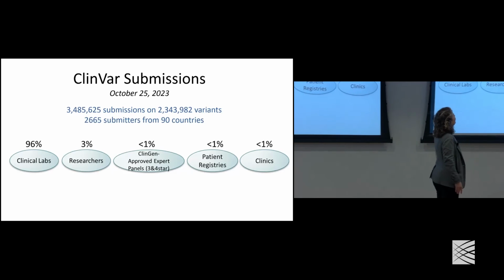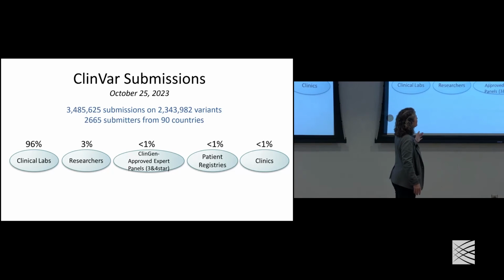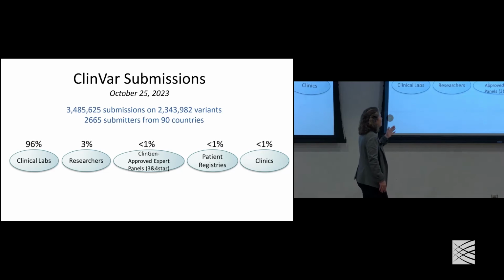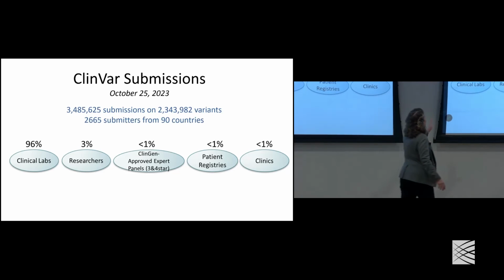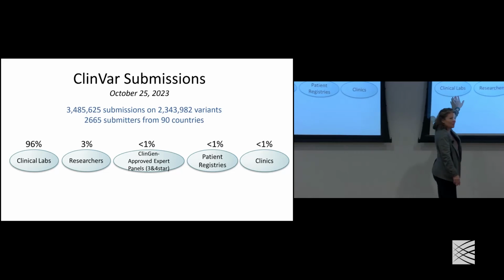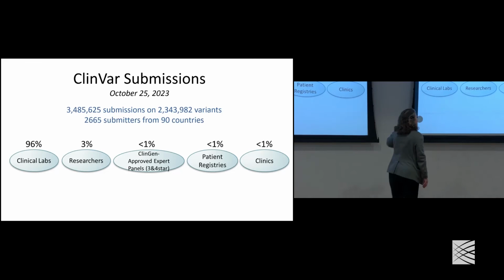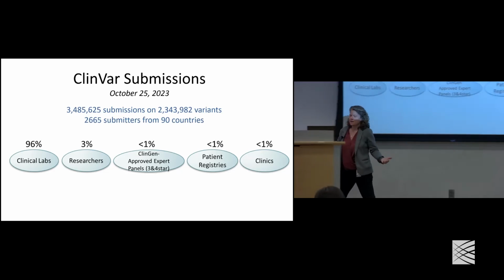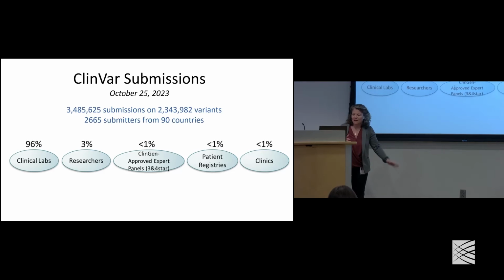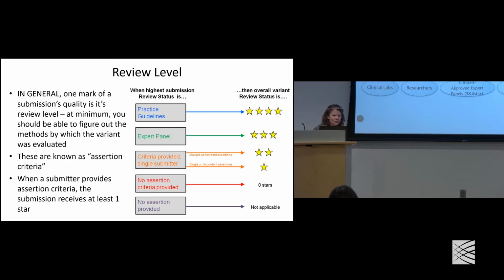We have over 3 million variant submissions on over 2.3 million variants from 2,665 submitters from 90 countries. Brilliant. And most of them are data coming from clinical labs, because that's where we focus: getting those clinical labs that are doing high-throughput, systematic classification of variants to share that. There is some data from researchers and publications, some data from our expert panels, some data from patient registries and clinics, but the vast majority of the data is coming from clinical labs.